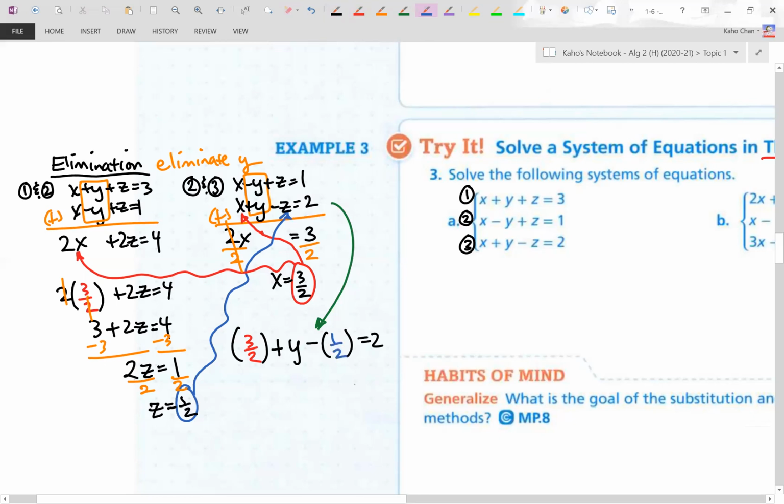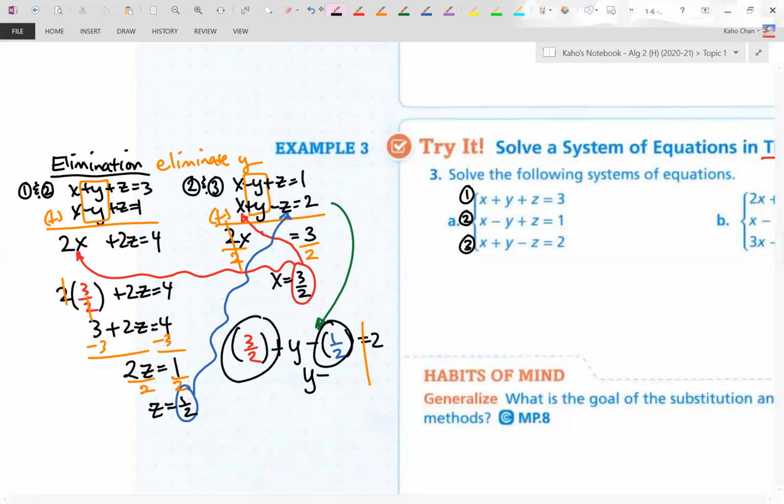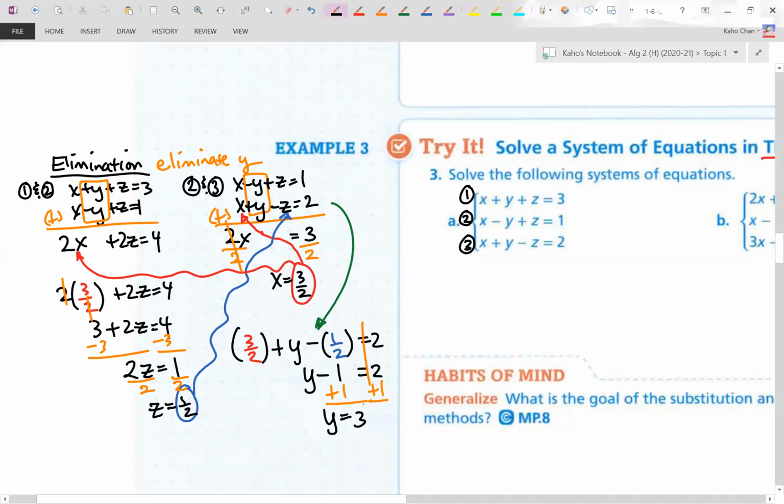I know fractions are not fun, but you know what? On the left side, 3/2 minus 1/2 is 2/2, which is just 1. Nice. Go ahead and solve for y, add 1 to both sides. y equals 3. Woo! That was not easy.